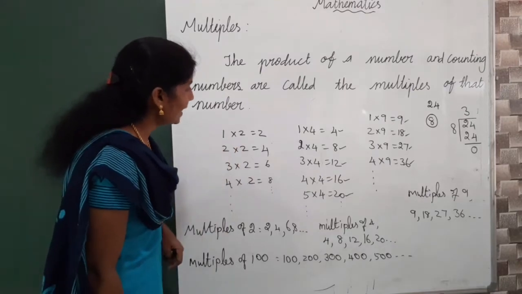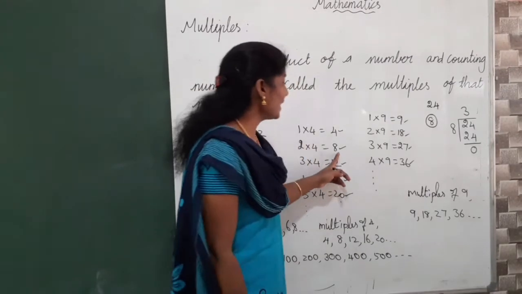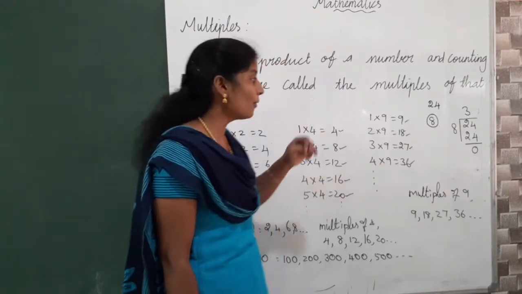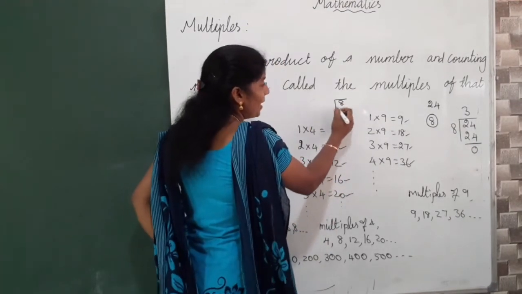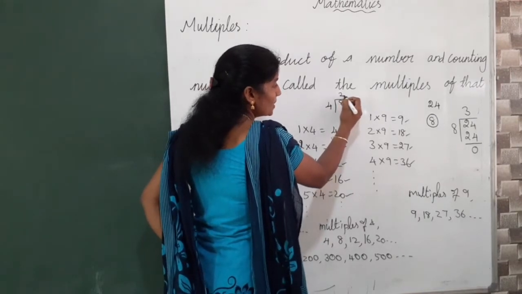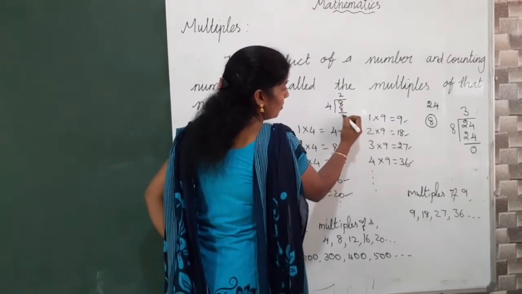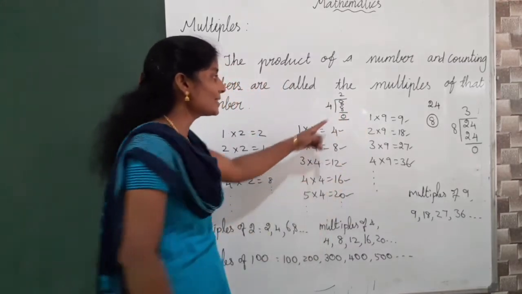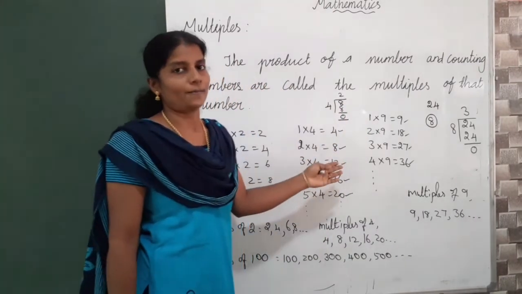Now, listen here. 2 4s are 8, isn't it? 8 is a multiple of 4. How? 8 divided by 4, 2 4s are 8, remainder is 0. So 8 is a multiple of 4.